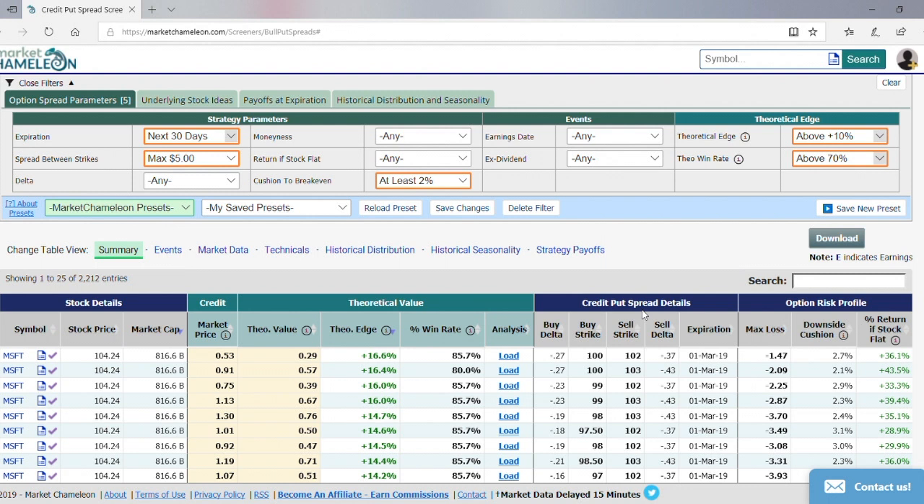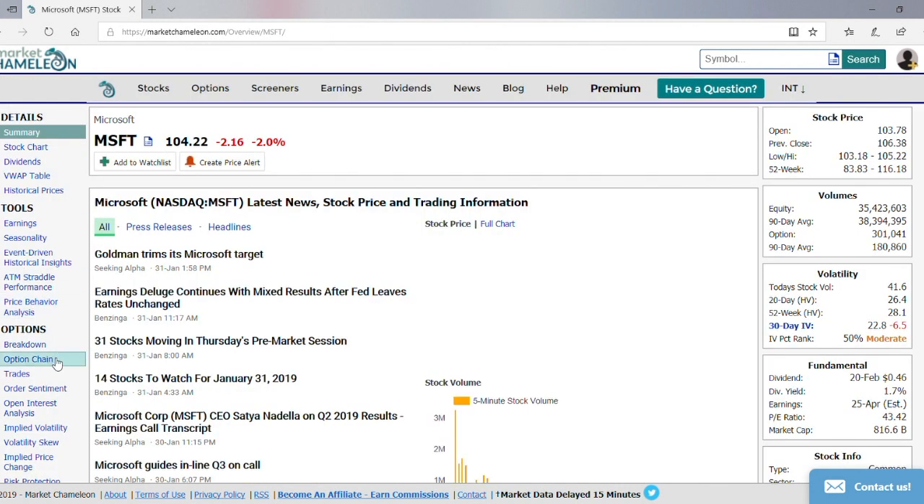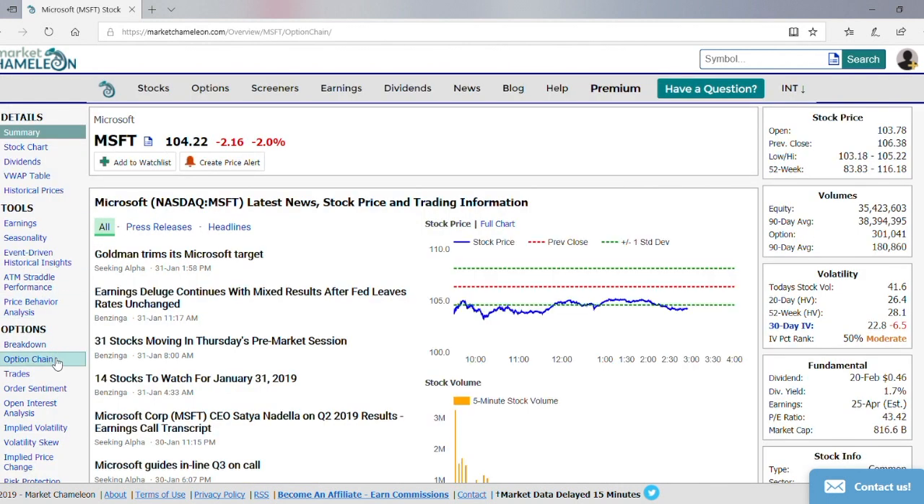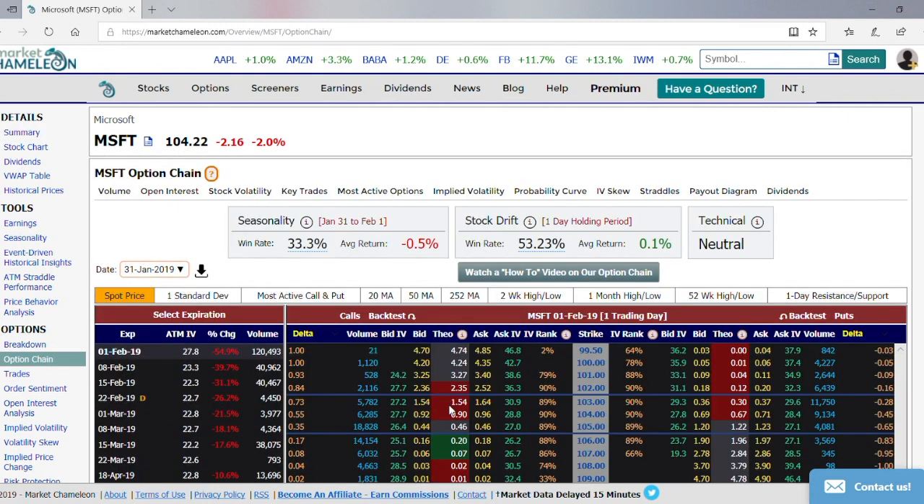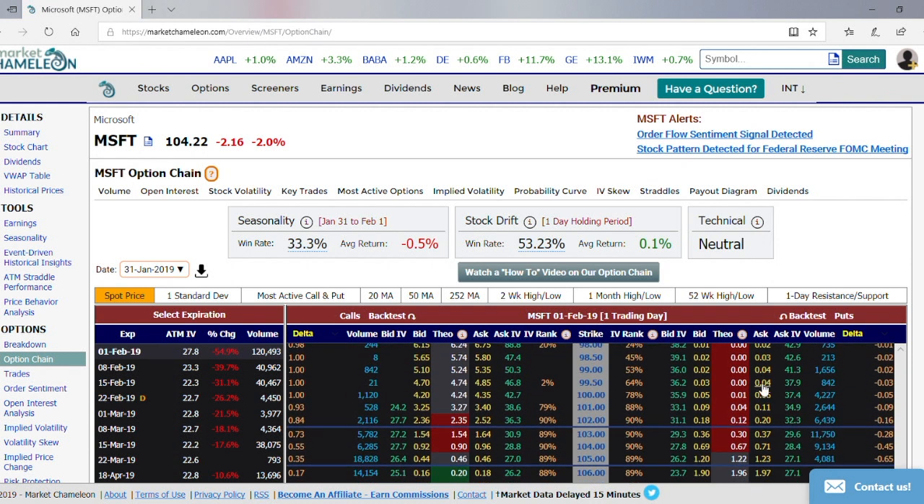Otherwise, if you're doing all this work just by looking at the options chain, it'll be very difficult to make an evaluation by going there one at a time and trying to figure out if this is a good spread or not a good spread.